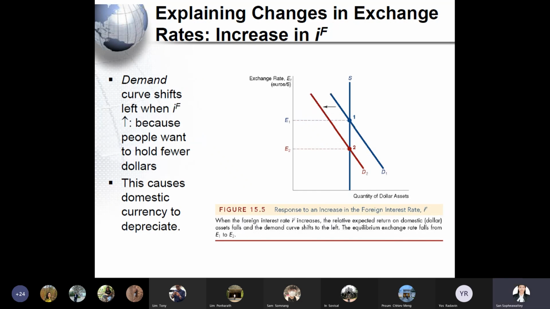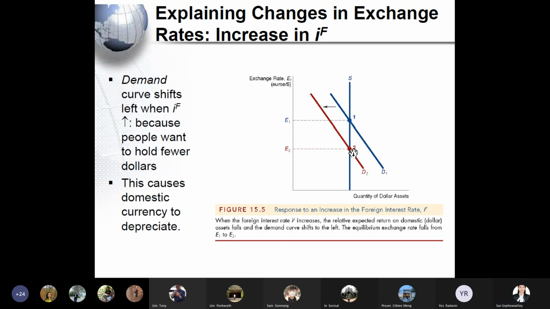So what if the international or foreign interest rate increases? Suppose now the foreign asset pays a higher interest rate. When the foreign interest rate increases, the return on foreign assets relative to dollar assets also increases, because now people want to hold more foreign assets and hold fewer dollars. So in this case, this causes the domestic currency to depreciate.